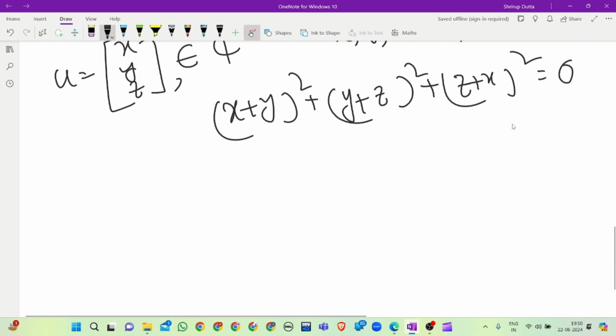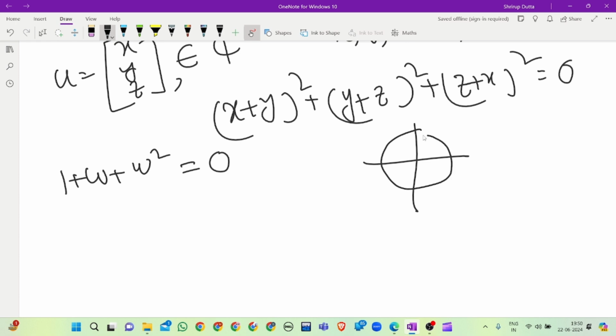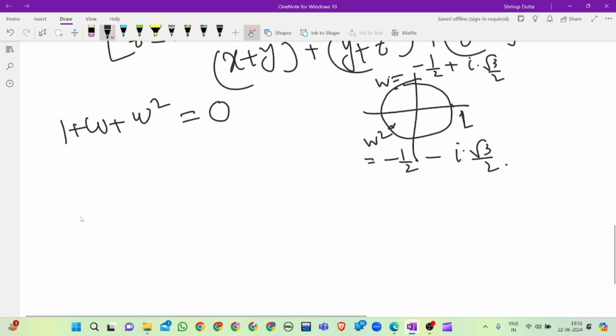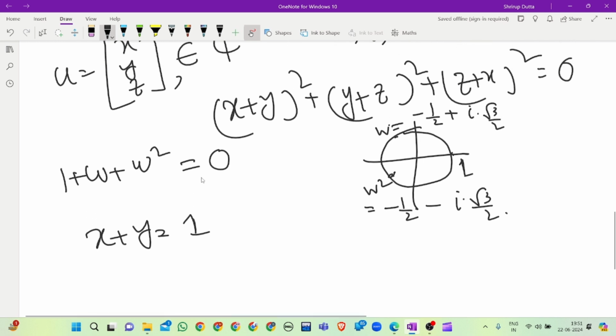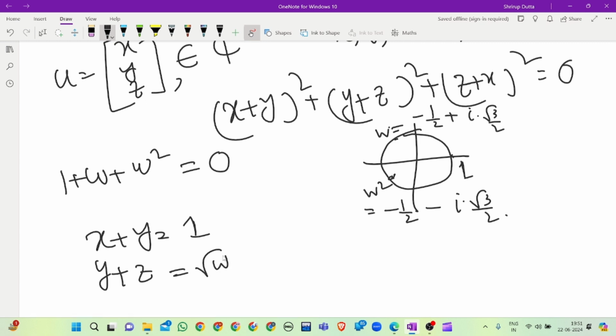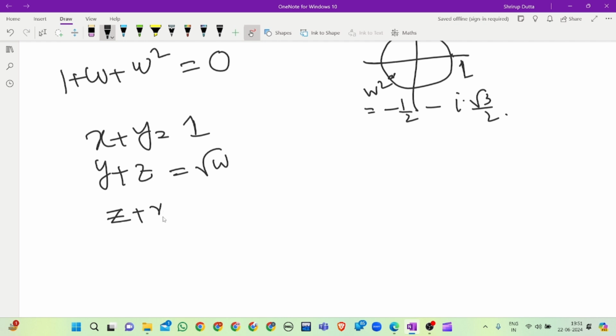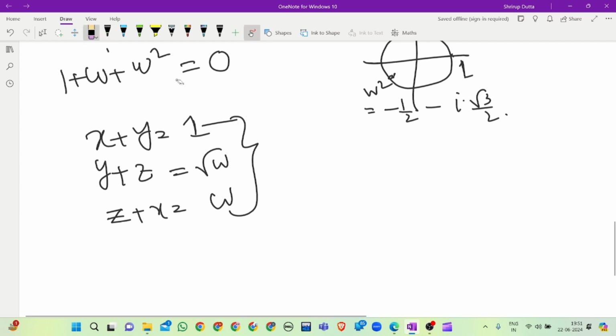We have the identity in complex numbers that 1 plus omega plus omega square is 0, where omega is minus half plus i root 3 by 2, and omega square is minus half minus i root 3 by 2. So if we take x plus y equals 1, y plus z equals omega, and z plus x equals omega square, let us solve this system of equations.